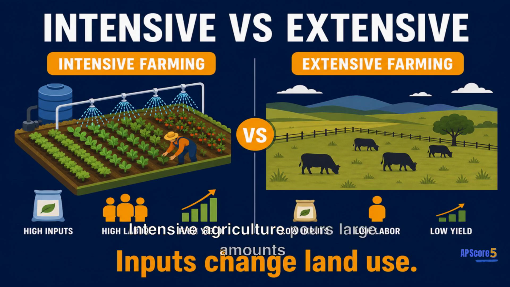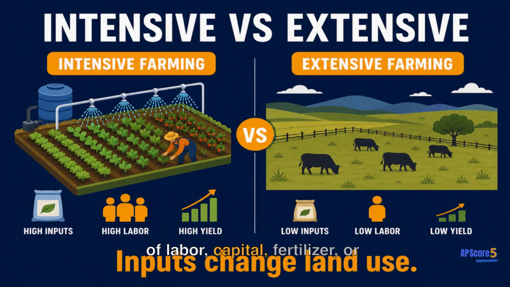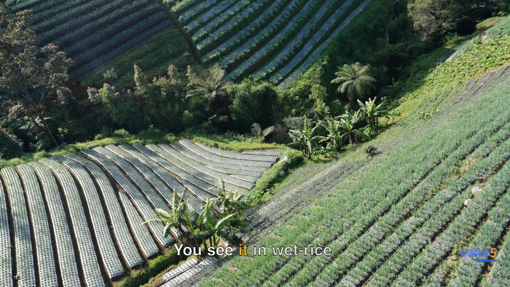Intensive agriculture pours large amounts of labor, capital, fertilizer, or technology into a small piece of land to maximize output per acre. You see it in wet rice paddies in Southeast Asia, in vegetable market gardens near cities, in greenhouse production, and in factory-style dairy or poultry operations. Whenever the AP stem describes high labor per area, small fields, or repeated planting, the answer is intensive.